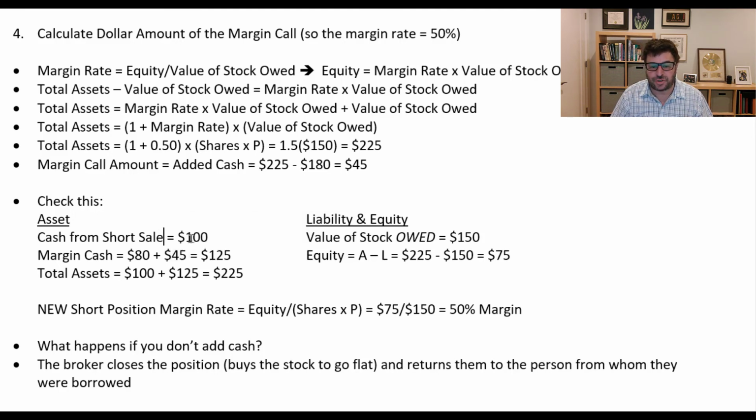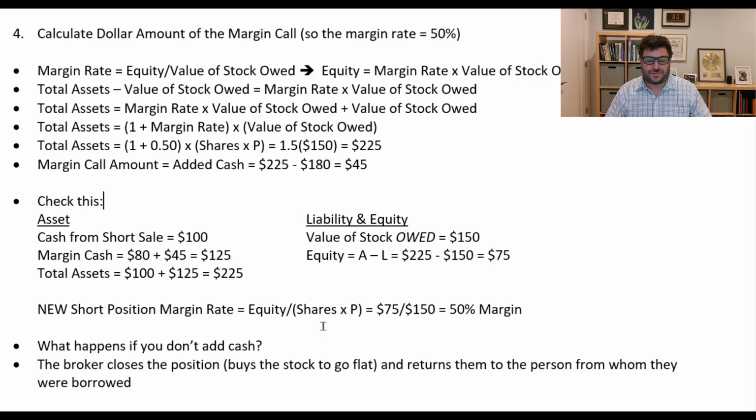So the cash from the short sale is $100. The margin cash is now 125. It was just $80, but I was required to add another $45. And so now the total assets is 225. The value of what I owe is $150. The equity is the 225 minus the 150 is the 75. That is my new margin rate. And I can see that I had to add $45. And we'll go through this formal process because when it becomes more complicated, it's important that we have a formula and something that we can follow.